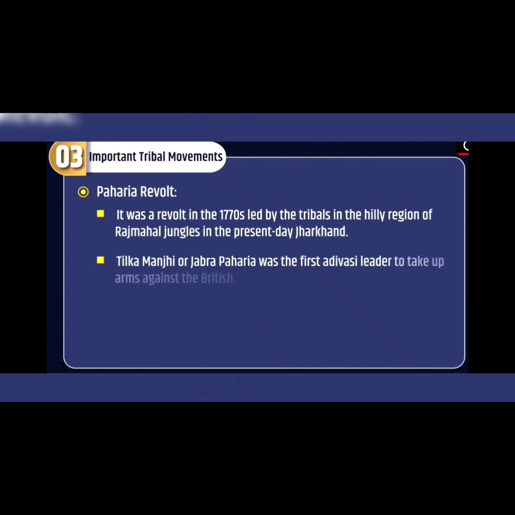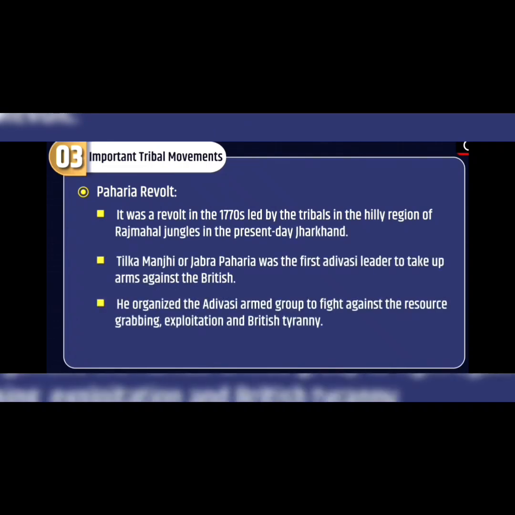First is Pahadiya Revolt. It was a revolt in the 1770s led by the tribals in the hilly region of Rajmahal jungles in present-day Jharkhand. Tilka Manjhi or Jabra Pahadiya was the first Adivasi leader to take up arms against the British. He organized the Adivasi armed group to fight against the resource-grabbing, exploitation and British tyranny. However, he was caught and hanged by the British.